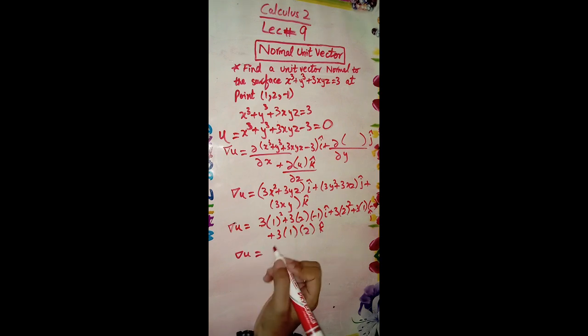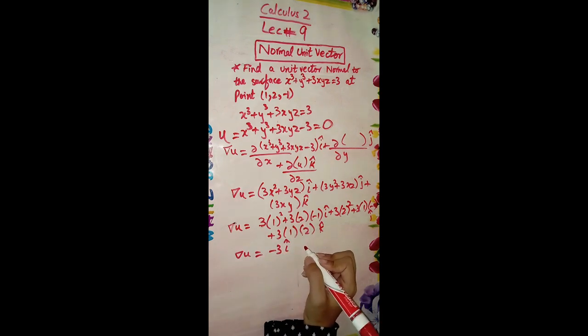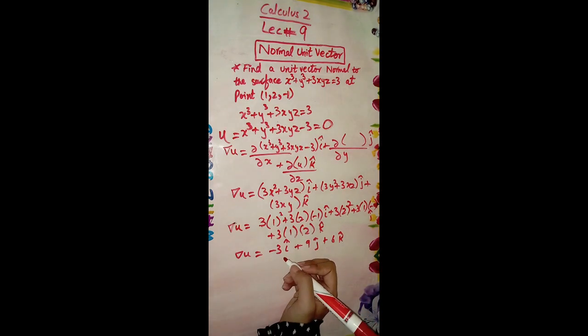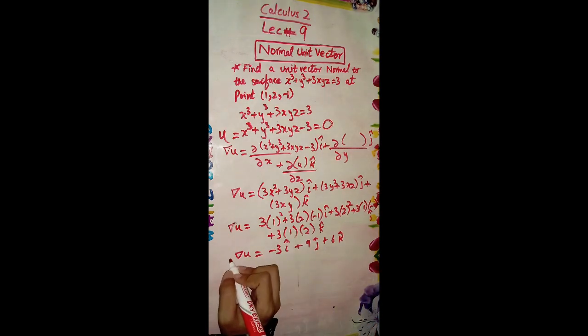And our final answer will be minus 3 i hat plus 9 j hat plus 6 k hat. This is our gradient of u. This value del u is also called n, which is the normal. We can also take it equal to the normal.